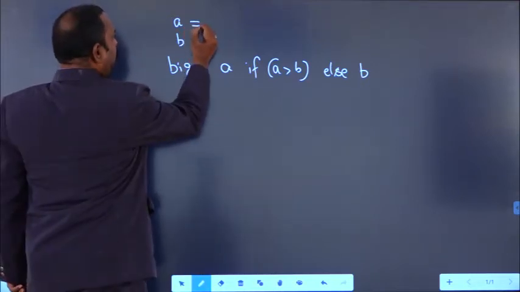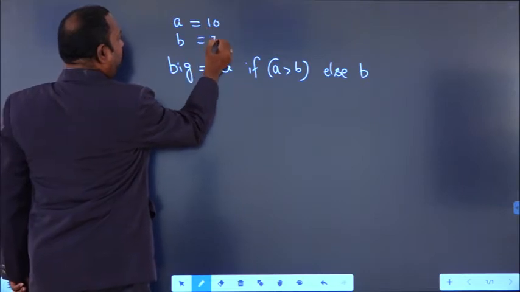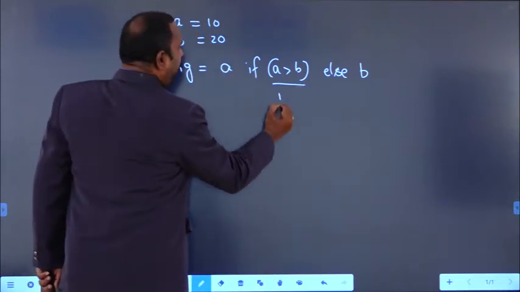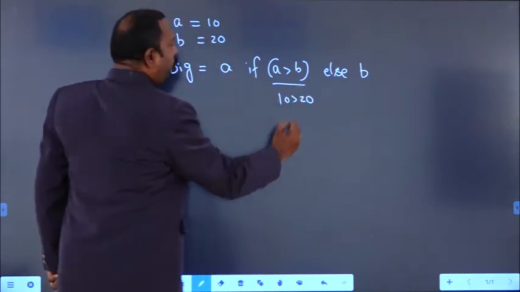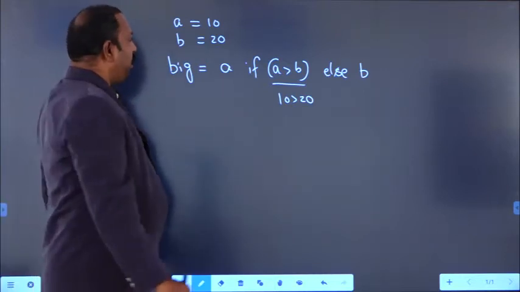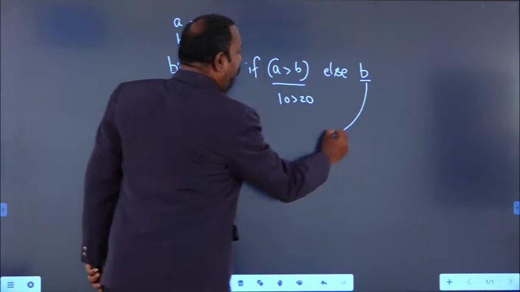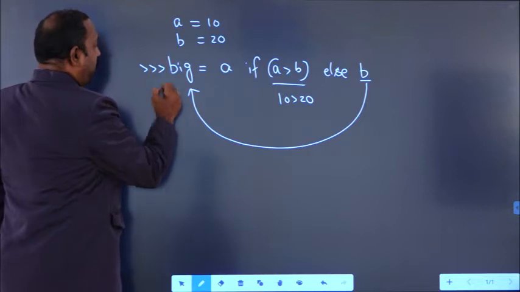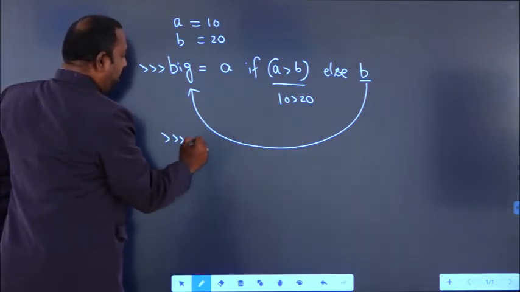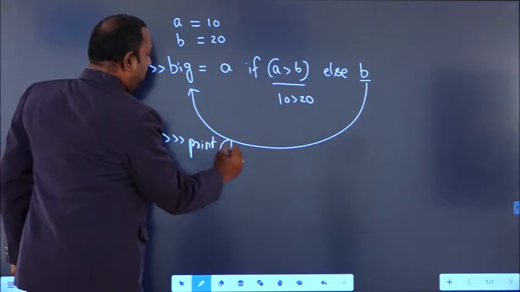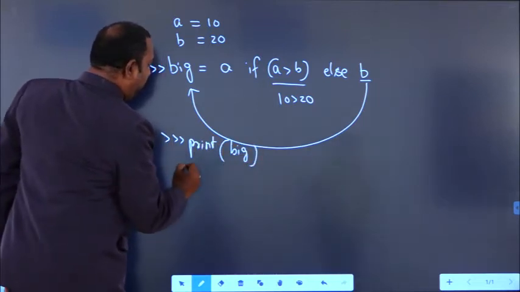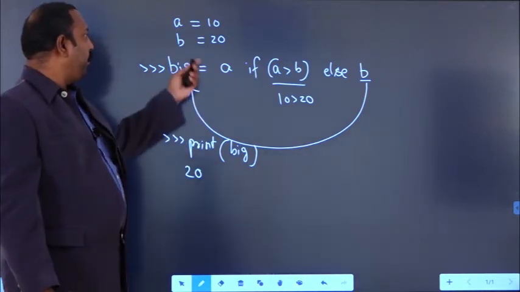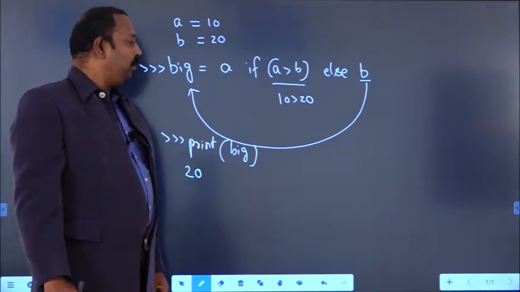Suppose a value equal to 10 and b value equal to 20. First it will check the condition, that is nothing but 10 is greater than 20. The condition is false. So it will execute the else part, that is b will be assigned to big. Suppose I print big, so you will get the output 20. So out of 10 and 20, 20 is the biggest number out of a and b. So that is the output we got, 20.